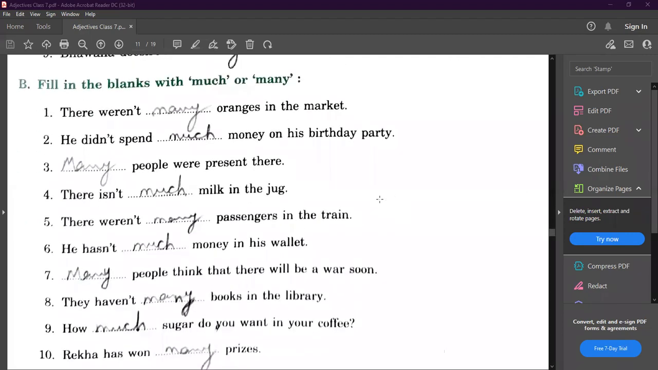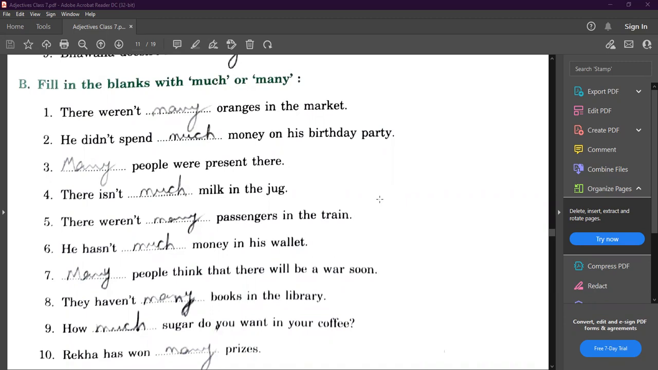Now the second exercise, fill in the blanks with much or many. There weren't many oranges in the market. He didn't spend much money on his birthday party. Many people were present there. There isn't much milk in the jug. There weren't many passengers in the train. He hasn't much money in his wallet.